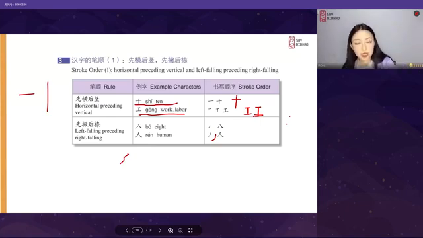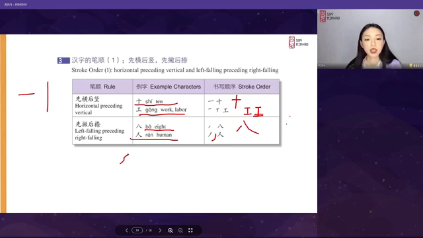And the next rule is first left turning and then right turning. For example, like this, 八. We will write the short left turning first and then write a long right turning. The next example is the same, 人. We just learned how to write it. A long left turning and then a shorter right turning. This is the order of writing strokes in Chinese.